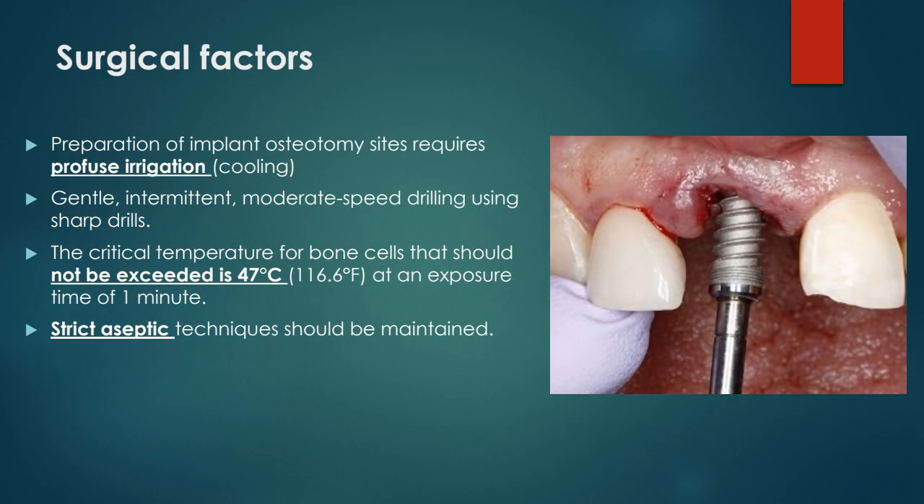We also have surgical factors. Okay, we need profuse irrigation at the site and good cooling, and very sharp drills, okay, so that we don't use dull drills and cause necrosis in the bone. Heat should not exceed 47 degrees Celsius, and we also need to do this in a very aseptic technique, a very good, clean and aseptic site. Okay, these are very, very critical so we don't get secondary infections.